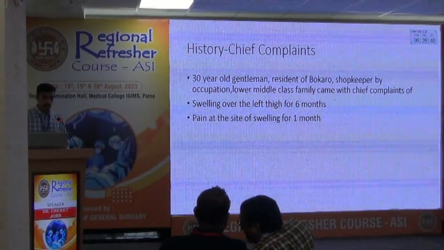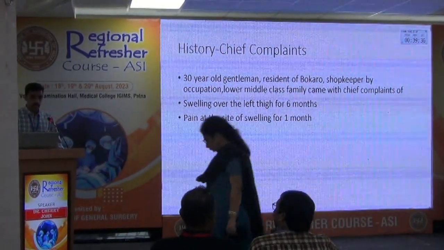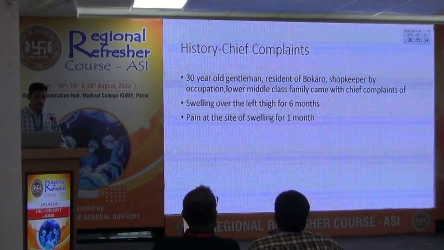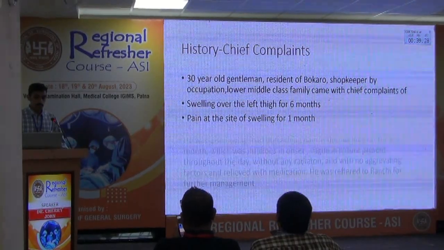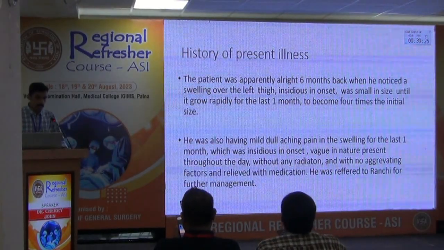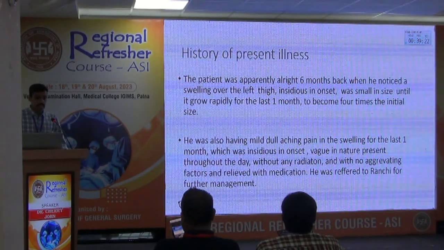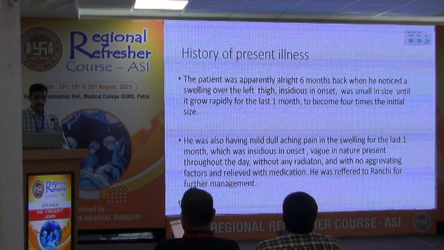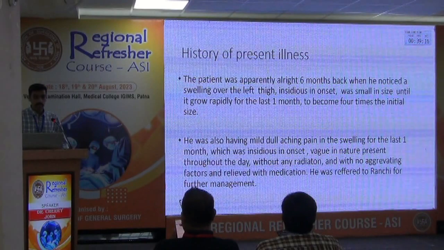A 30-year-old gentleman, resident of Bokaro, shopkeeper by occupation, from a lower middle class family, came with complaints of swelling over the left thigh for 6 months and pain at the site of the swelling for 1 month. The patient was apparently alright 6 months back when he noticed a swelling over the left thigh, insidious in onset, small in size until it grew rapidly over the last 1 month to become 4 times the initial size.